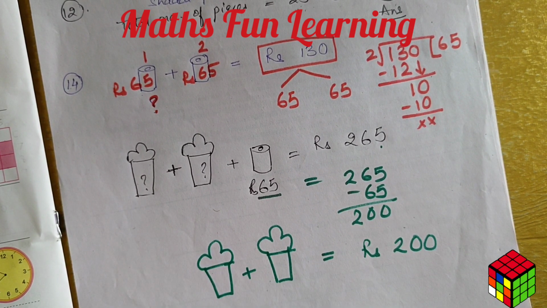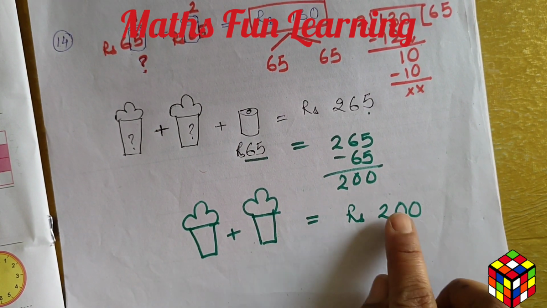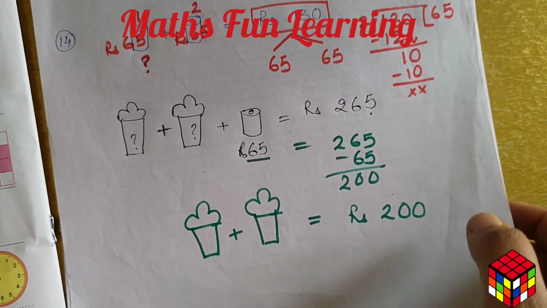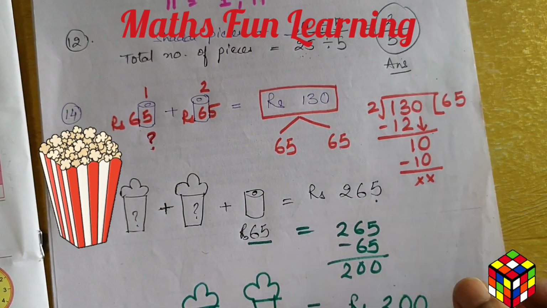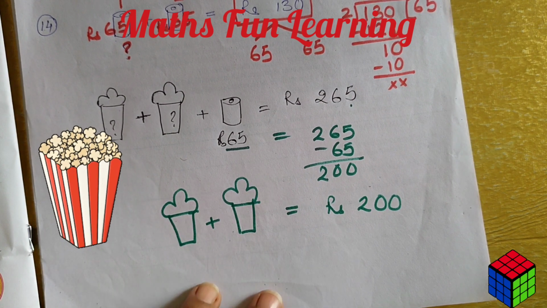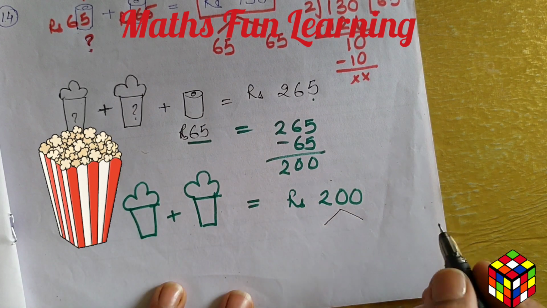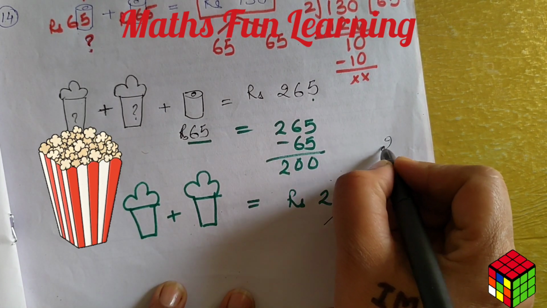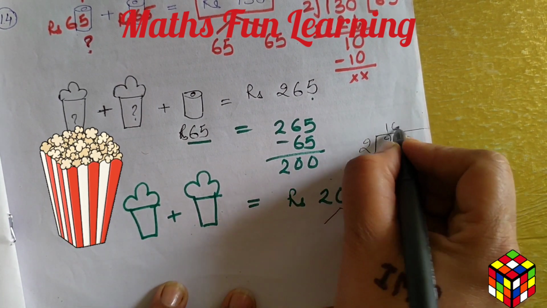Rupees 200 is the price of two popcorns. If you're going to buy two popcorns, you have to give 200. The same method you have to use to find a one popcorn price. That means the two popcorns are the same popcorns. You have to just divide this 200 into two parts, because there are two popcorns. So 200 divided into two parts gives you a 100.